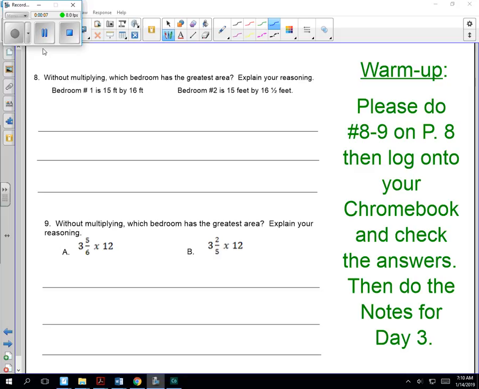You need to have your packet out, and you're going to start by doing the warm-up. The warm-up is found on page 8. You're going to do numbers 8 through 9. If you've already done it, you can go ahead and listen to the solution now.